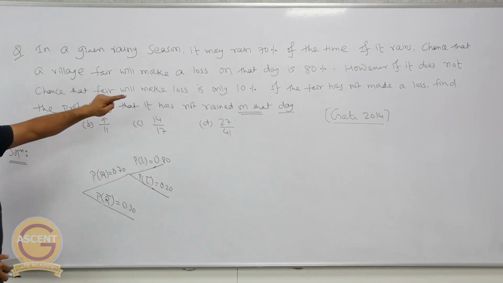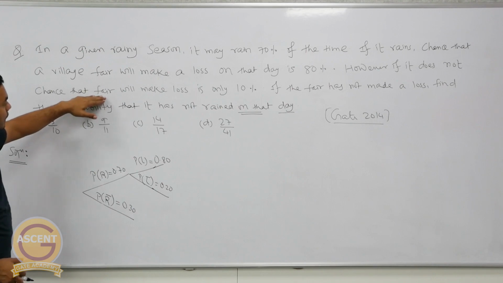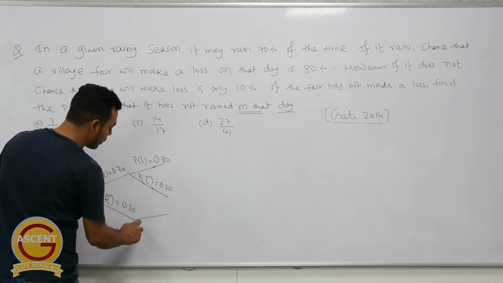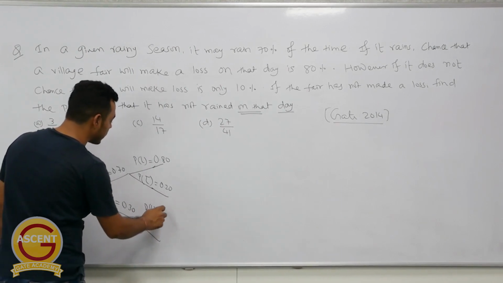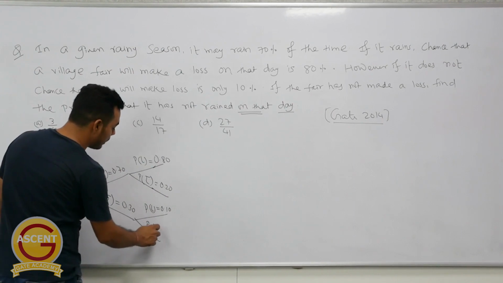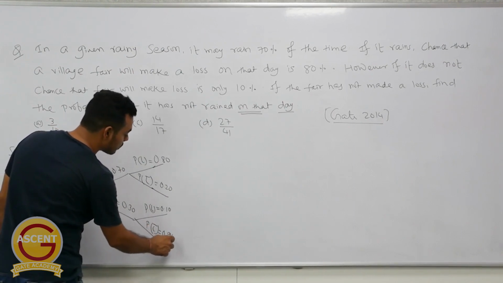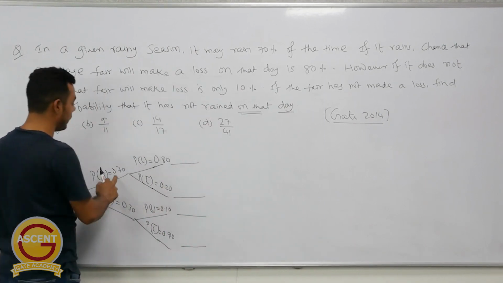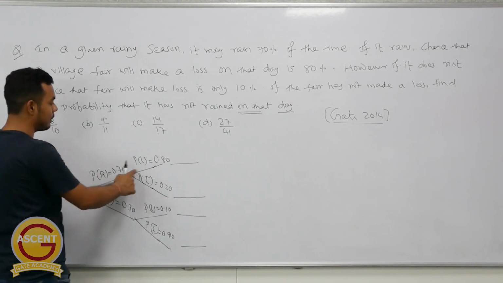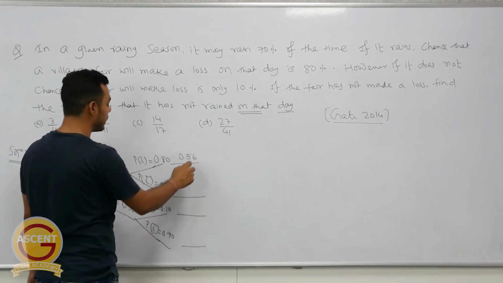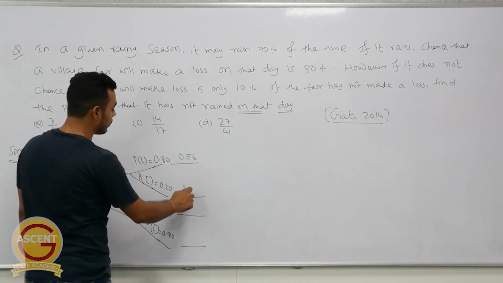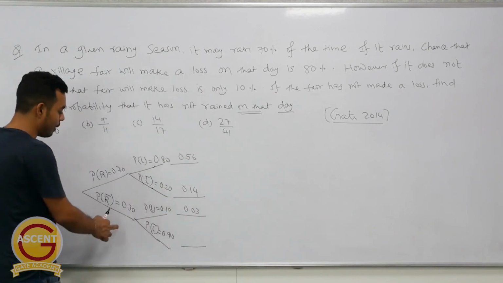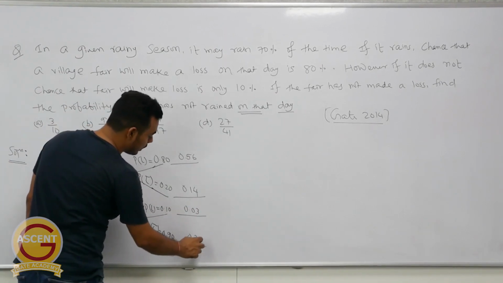However, if it does not rain, then the chance that the village fair will make a loss is only 10%. So if it does not rain, then the probability of making a loss is 0.10. This means the probability of not making a loss will be 1 minus 0.10, so 0.90. Now we have to draw these lines, and on these lines we have to multiply these numbers. If I multiply 0.70 with 0.80, I will get 0.56. If I multiply these two numbers, I will get 0.14. 0.3 into 0.1 will be 0.03. And 0.3 into 0.90 will be 0.27.